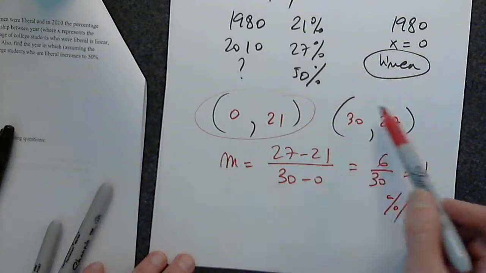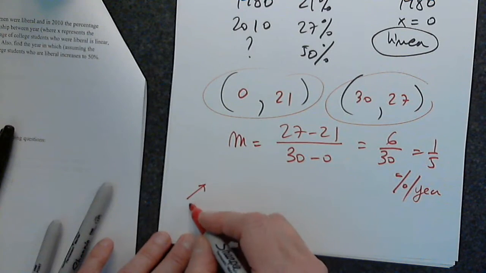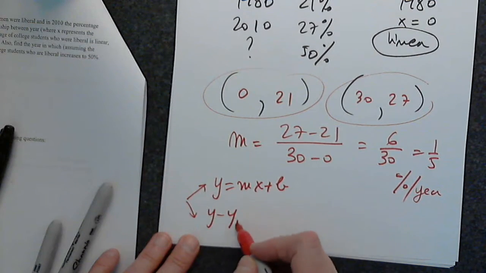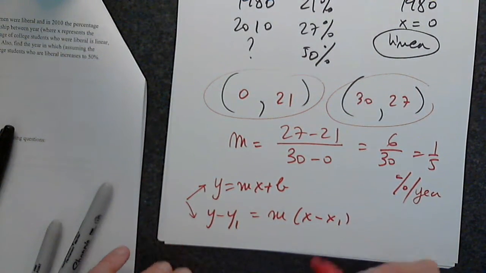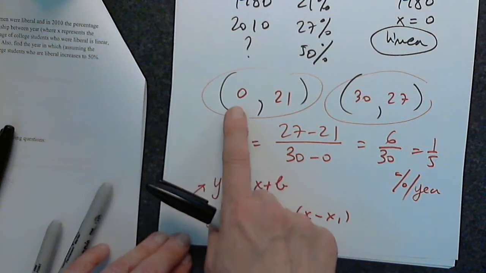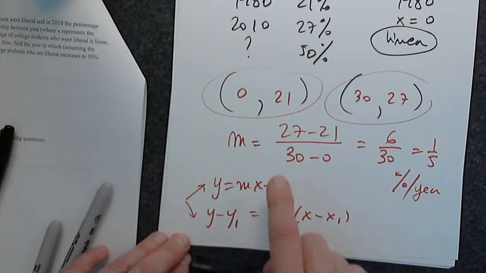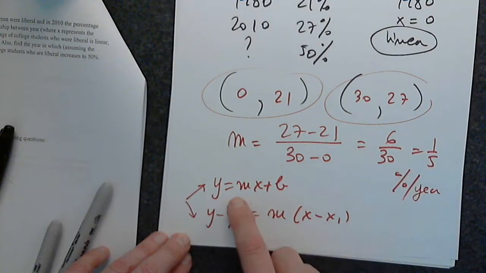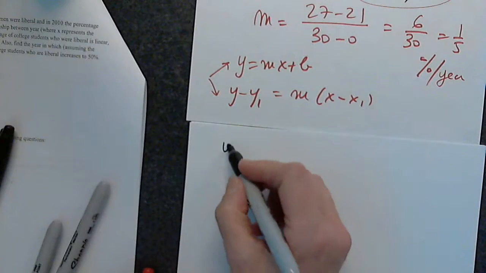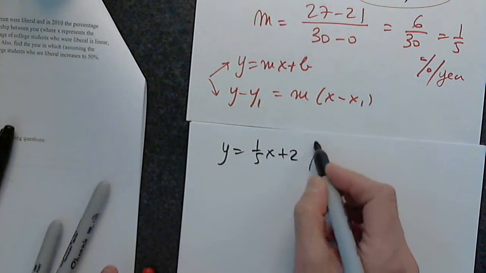Now look carefully at these 2 points, because if you remember, we have 2 equations available: y equals mx plus b, or y minus y1 equals the slope times x minus x1. Which one would you recommend? I would recommend the first one because we have the y-intercept. Exactly. So (0, 21) is exactly this. b is 21, and m is 1/5. So the equation is indeed y equals 1/5 x plus 21.